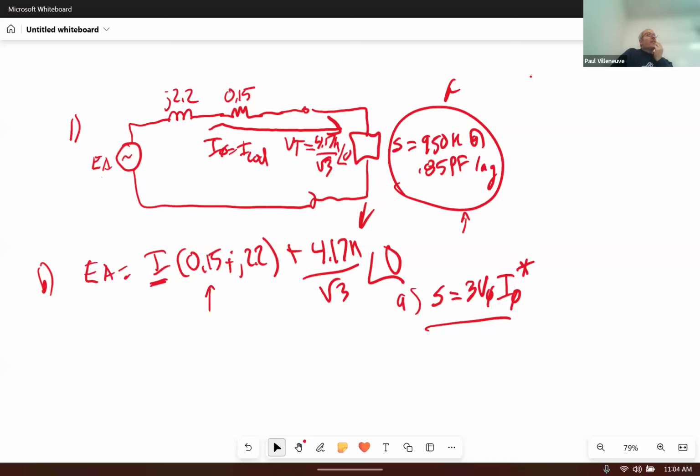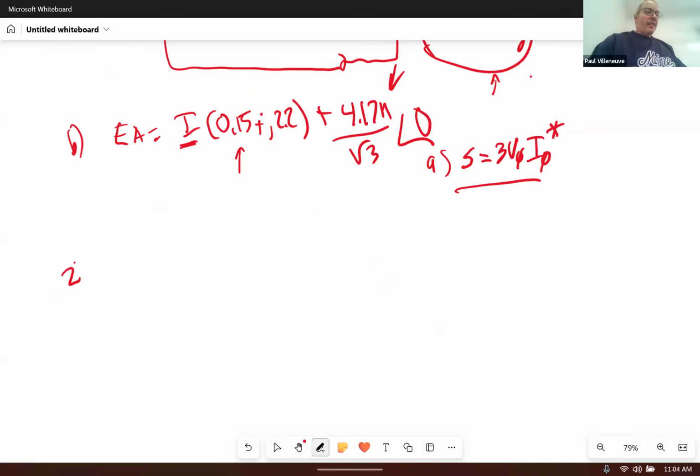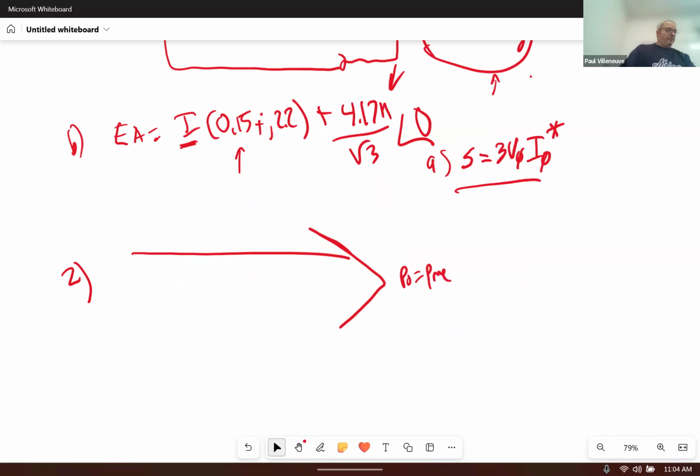No question? All right. Problem number two. Again, draw a picture. I have a synchronous motor, so we know P out is going to be equal to some sort of mechanical power. And it tells you it's 25 horsepower.